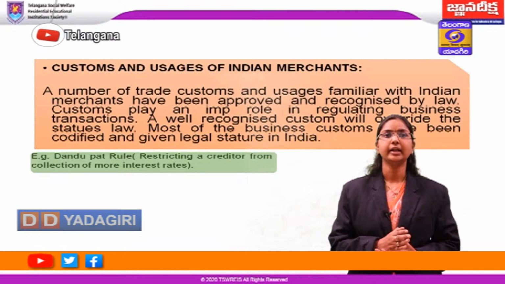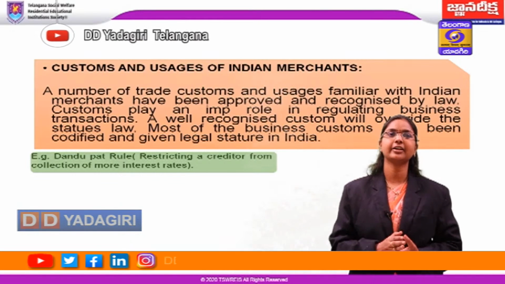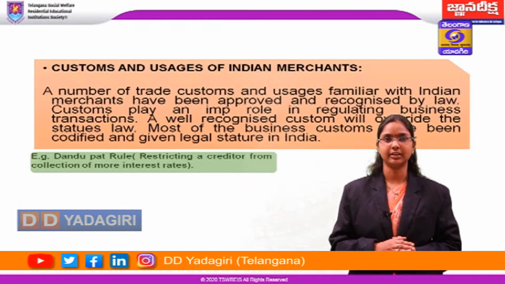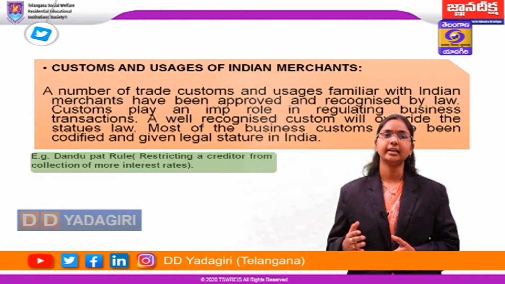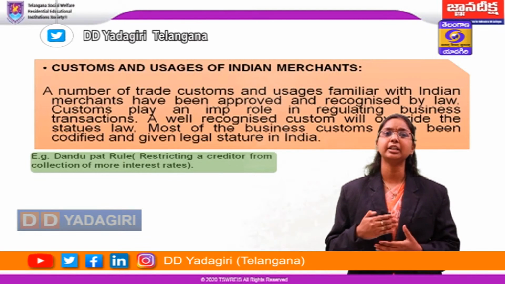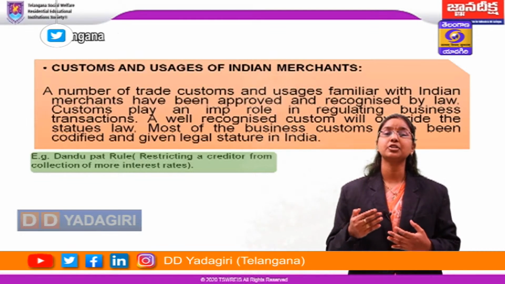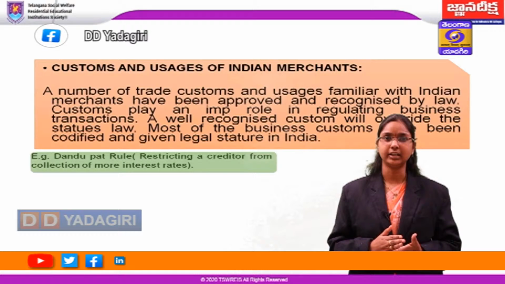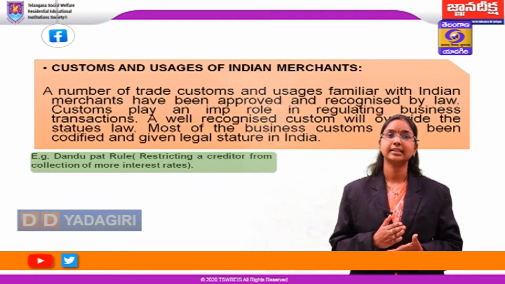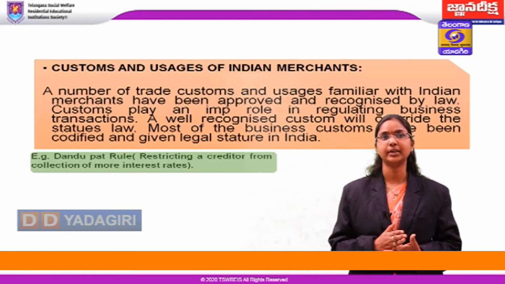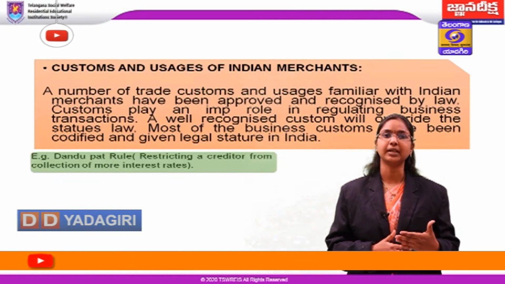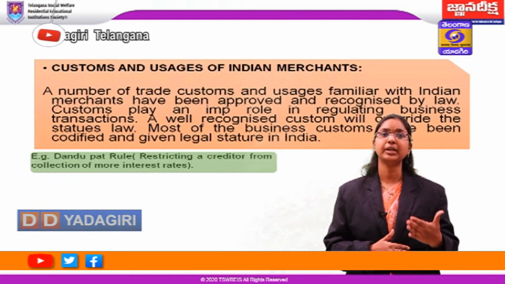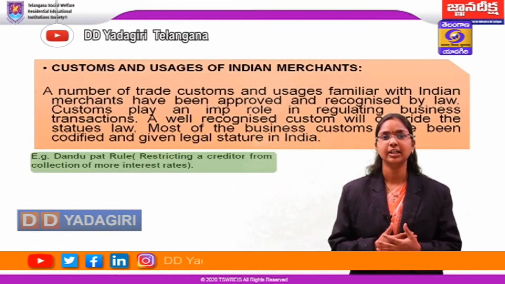Example, Dandupat rule. It is a system of restricting a creditor from collecting higher interest rates. That is, in olden days, money lenders used to give money to needy people and they used to charge exorbitant rates of interest. To curb such activities, the rule of the Dandupat system came into existence. It has been made a custom of Indian merchants.